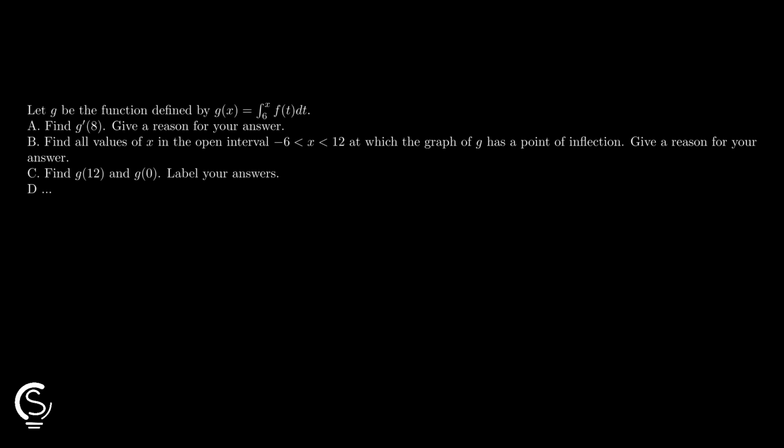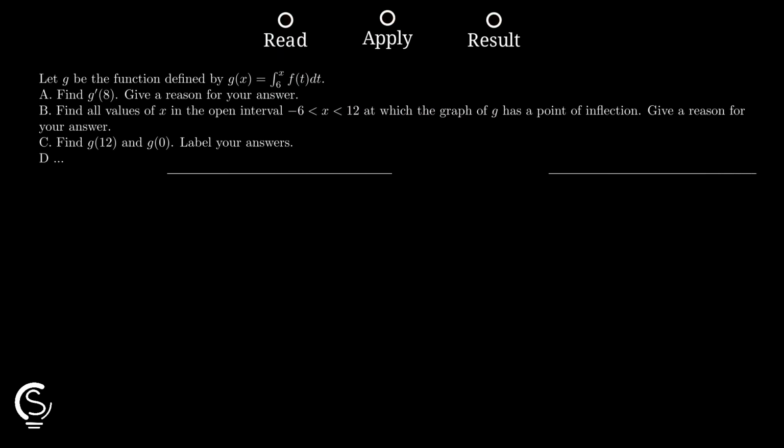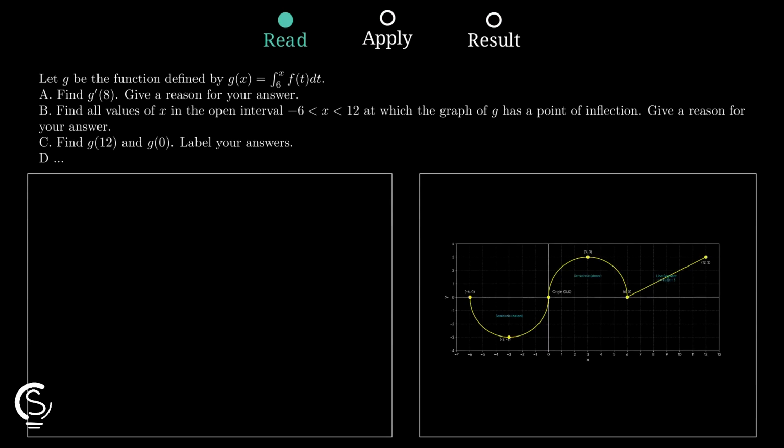Let's level up. By the fundamental theorem of calculus, g prime of x equals f of x. With the equation f of x equals 1/2 times x minus 6, so g prime of 8 equals f of 8 equals 1. B, inflection points for g occur where the slope of f changes sign. This occurs at x equals -3, x equals 3, and x equals 6.